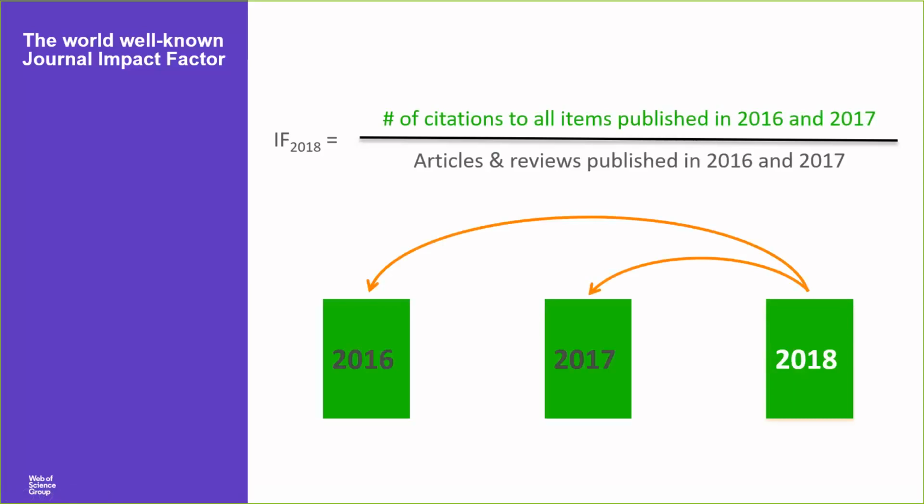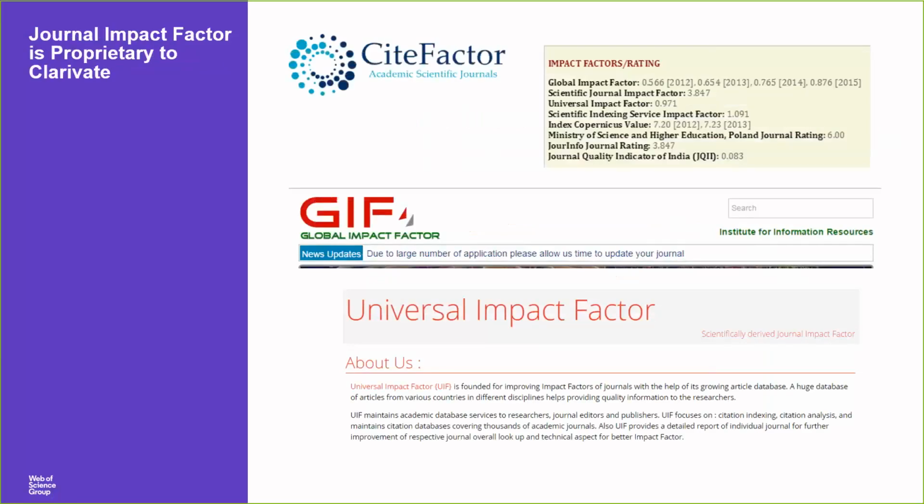The impact factor for each year is calculated based on the content from the 2 prior years, meaning the articles and reviews published in, for example, 2016 and 2017, and the citations for the full year in 2018 for these items. So this is the formula. Also, there are many different types of impact factors out there, things like CiteFactor, Global Impact Factor, Universal Impact Factor, but there is only one proprietary journal impact factor, and that is from Clarivate. This comes from JCR, Journal Citation Reports.